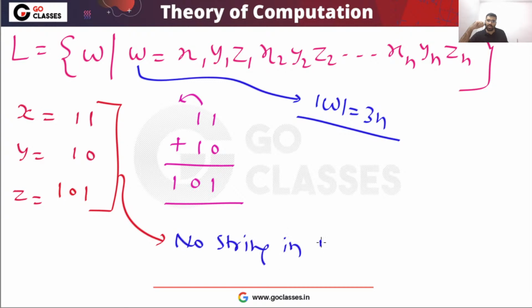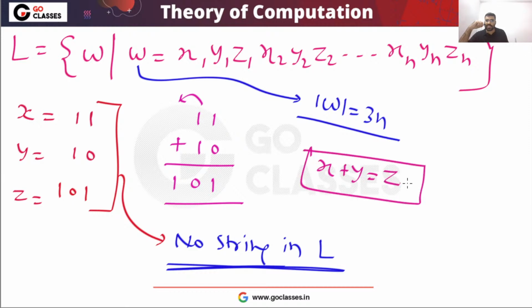Because of this, there will be no string in L, correct or not? Because remember, the question is saying that x plus y must be equal to z. So because of this, we cannot get any string in the language. If x is this and y is this, then z will be 1 0 1. Now you cannot get any string in the language.